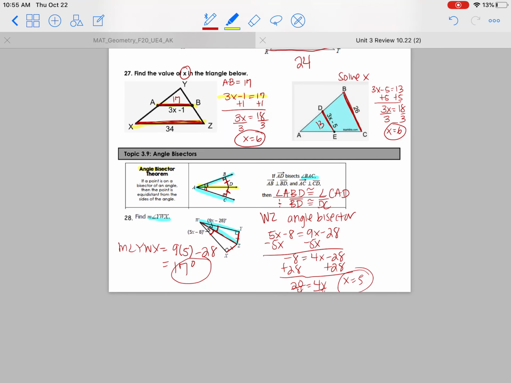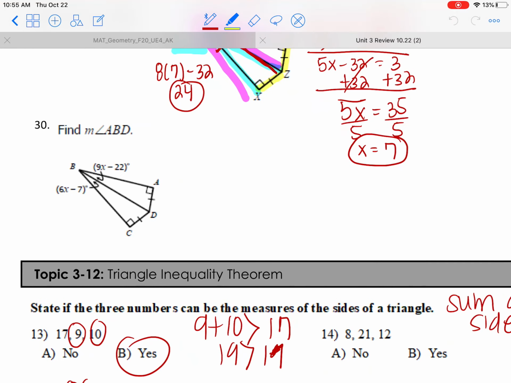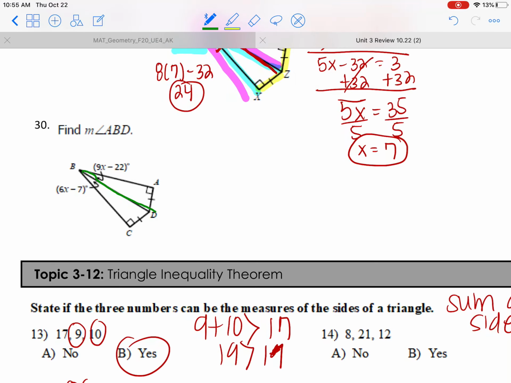Then we move on with the next topic, which is angle bisectors. And for angle bisectors, an angle bisector is going to bisect the angle in half. It's going to cut it in half. This is the angle bisector. So it's going to cut it in half, making these two parts equal to each other. So the question is asking us to find the measure of the angle ABD. So ABD is that half, one of those halves. So we're going to have to set up the equation.